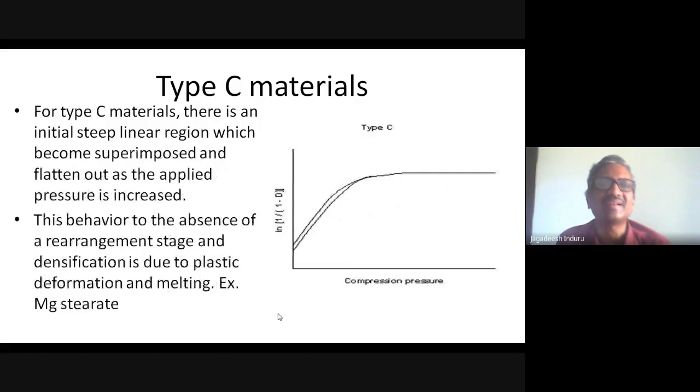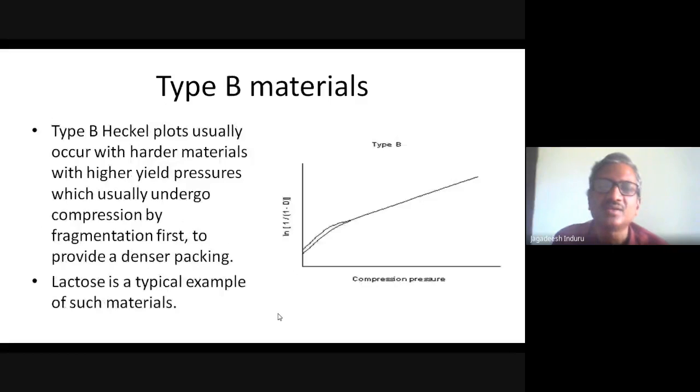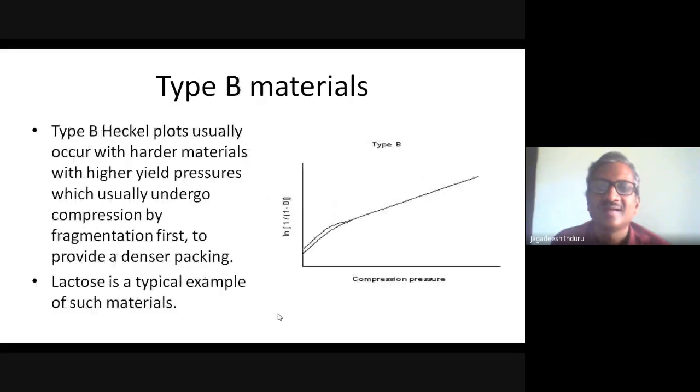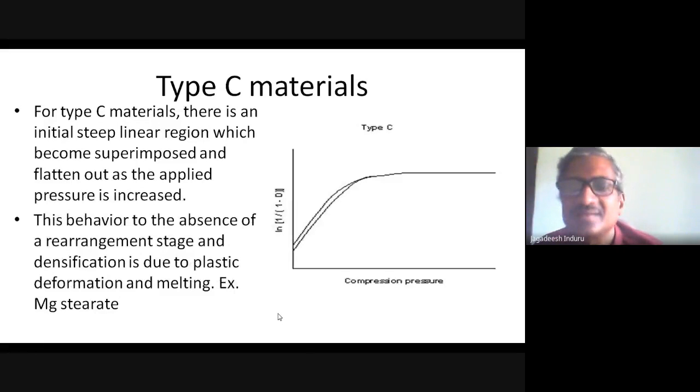The third is the material which behaves as elastic, after that has a plastic behavior, and there is a plateau stage in type C. The difference between type A, type B and type C: in type A, it is continuously linear. In type B, it has two zones, one with a higher slope and another with a lower slope. In type C, you have a linear region with a plateau stage.